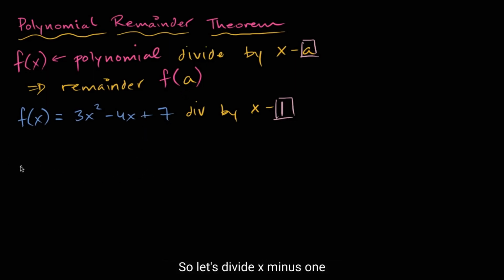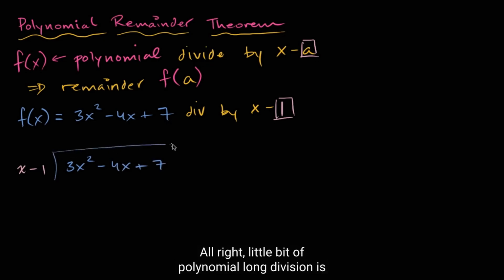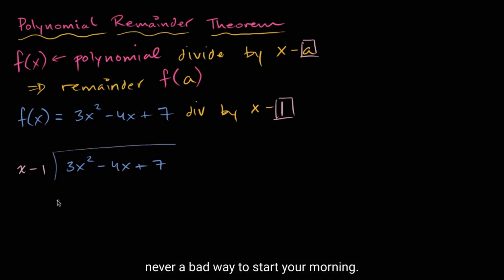So let's divide x minus 1 into 3x squared minus 4x plus 7. A little bit of polynomial long division is never a bad way to start your morning. It's morning for me. I don't know when it is for you.